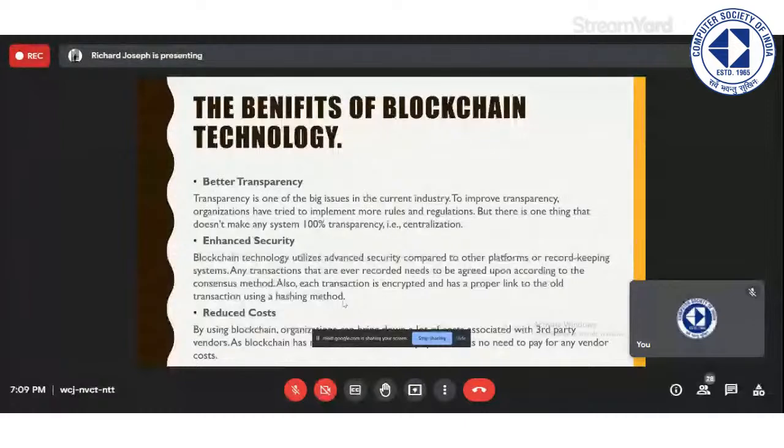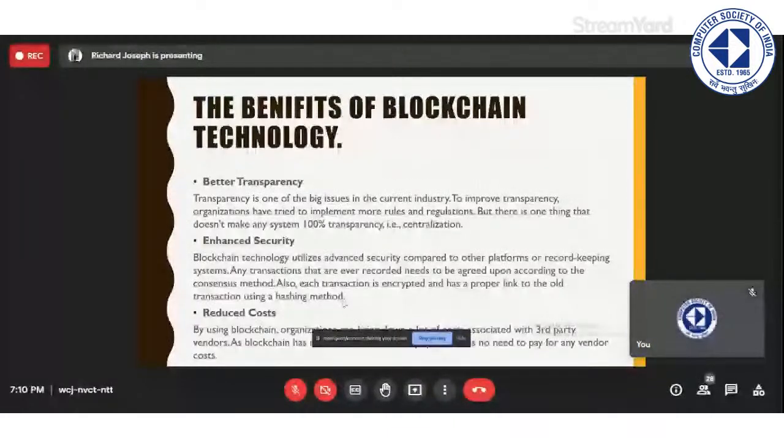Enhanced security. As we discussed, blockchain technology utilizes advanced security compared to other platforms or record-keeping systems. Any transaction that is recorded needs to be agreed upon according to the consensus method. That means the majority of people should agree, then the majority of blocks should agree. Only then will the transaction be recorded or put into the block. Each transaction is encrypted and has a proper link to the old transaction using the hashing method.